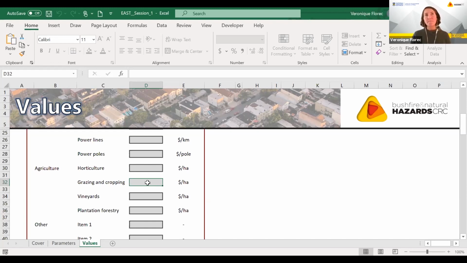The problem here is that in the tool, we look at an annual damage. So you'll see that in the next section, in the next sheet. We're looking at annual damage. So you will have to convert that to an average annual damage. And there is a technique to actually do that.